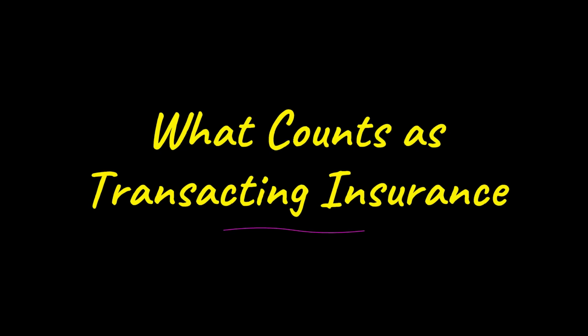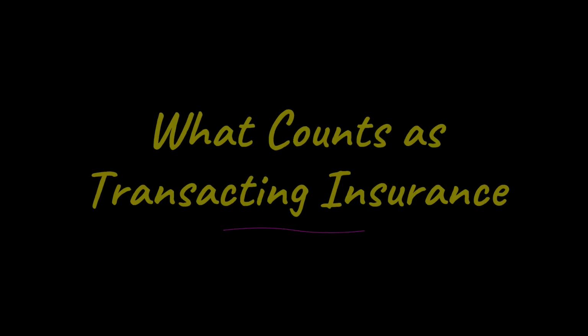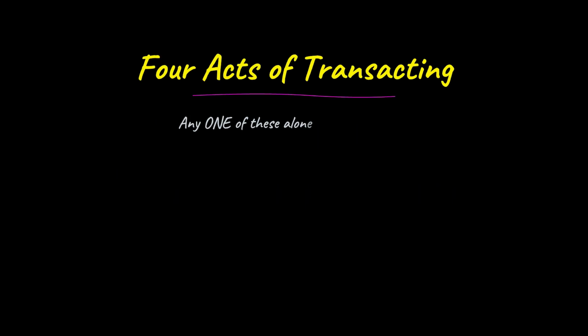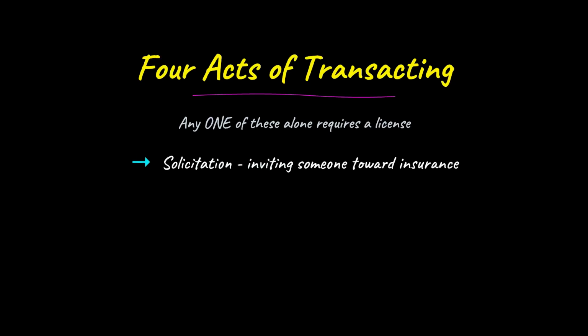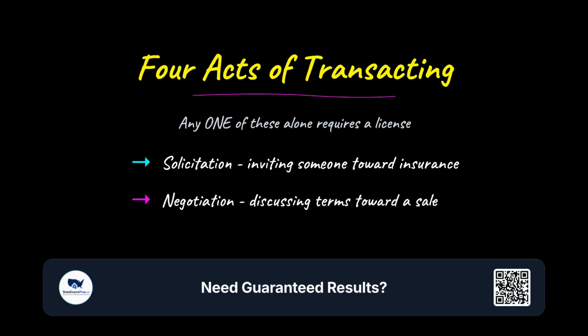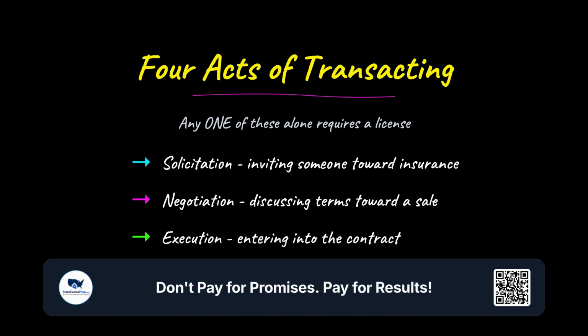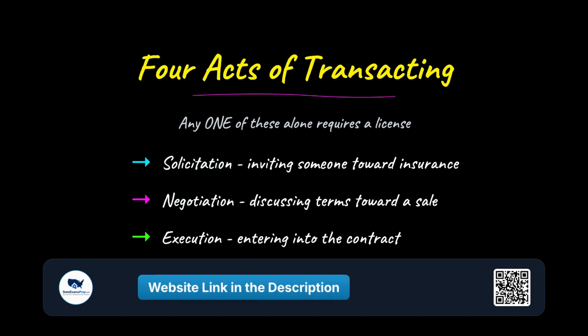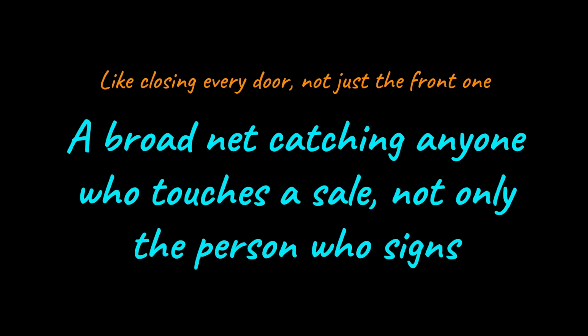Why does a license matter at all? Because California defines transacting insurance far more broadly than most people expect, and understanding that definition is the key to this whole topic. The California Insurance Code lists 4 activities that count as transacting: solicitation, negotiation, execution of a contract, and servicing that contract. Because the definition is written in the disjunctive, doing just one of these 4 is enough to require a license. This broad definition exists to close a gap.